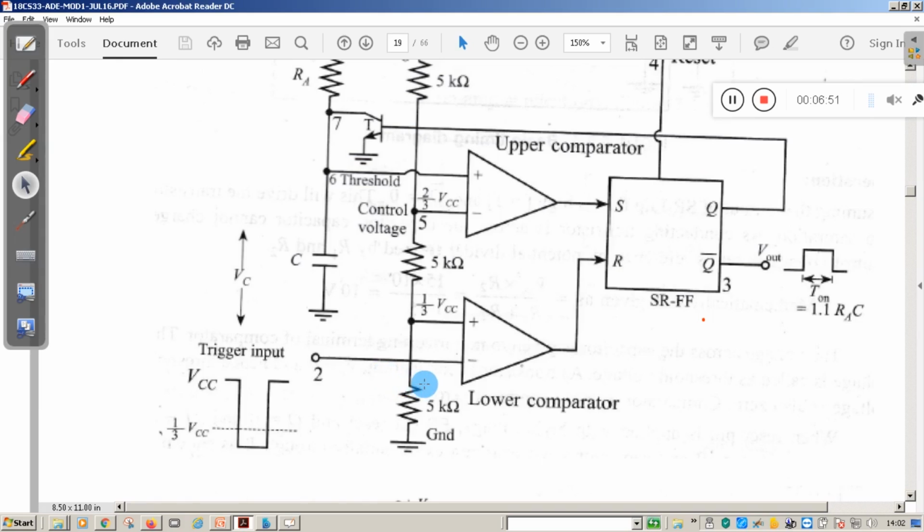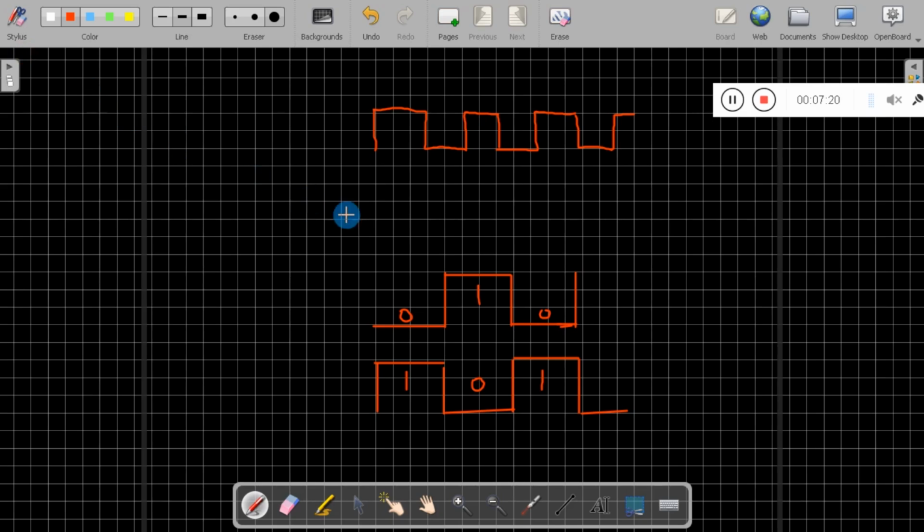Before that, we have to understand the truth table of the SR flip-flop. We know what a flip-flop is. A flip-flop is a memory element which can store either 1 or 0, binary 1 or 0. There are different classes of flip-flops: one is SR or RS, second one is D, third one is JK, and fourth one is T. Now what is the truth table of SR? Let me take you to the board.